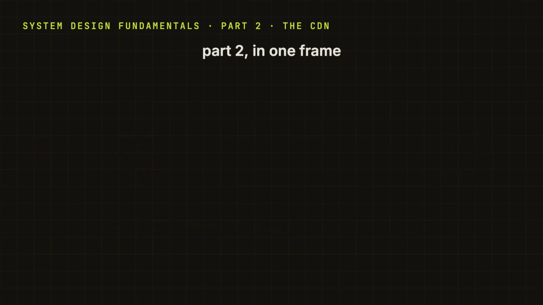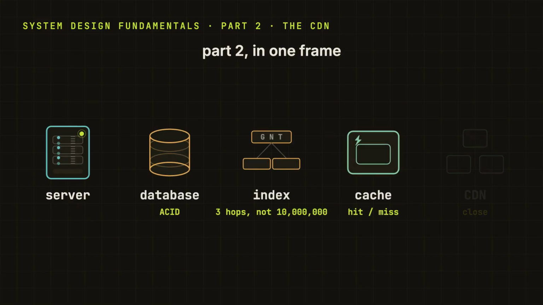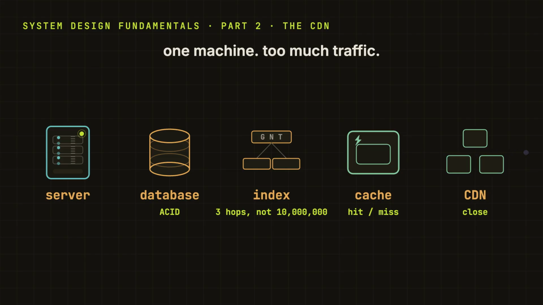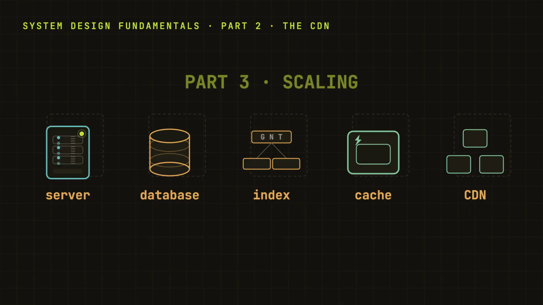And that closes part 2. We now have a server, a database, an index, a cache, and a CDN. One of everything running nicely. But what happens when one of everything is not enough? When the traffic is simply too much for a single machine? That whole question, scaling, is part 3. See you there.